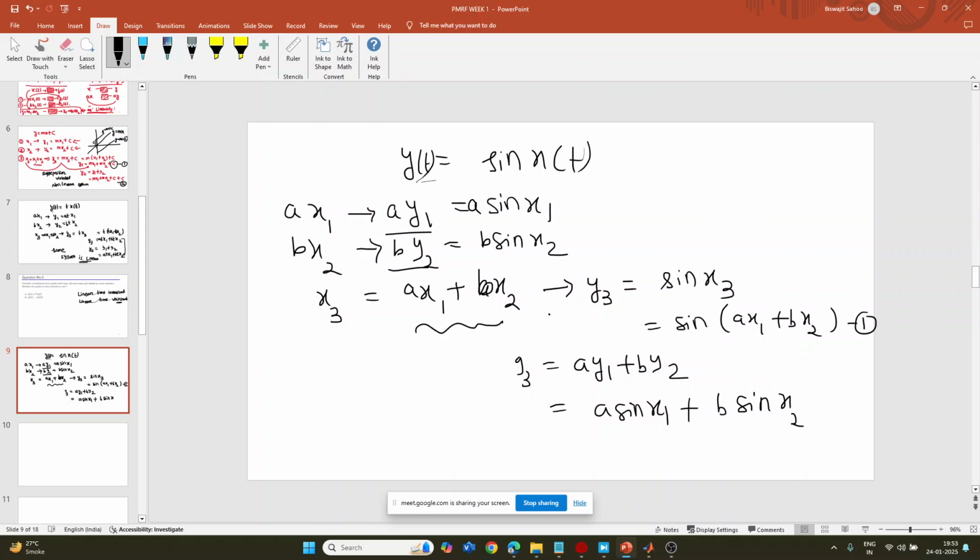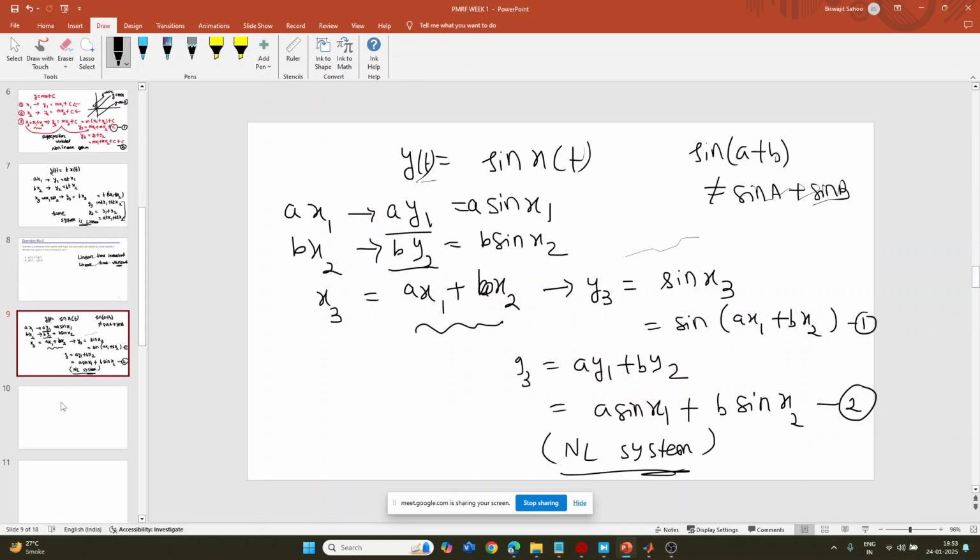Are these two equations equal? Sine of a plus b is not equal to sine a plus sine b, right? Because sine of a plus b equals sine a into cos b plus cos a into sine b. That's why these two equations are not equal, so it is a nonlinear system. Okay, sir. Thank you, sir.